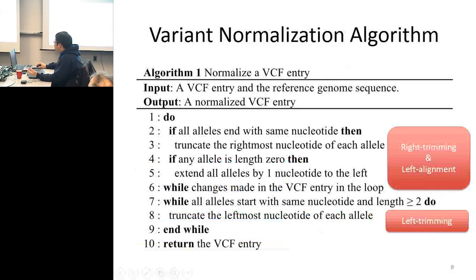If all the alleles end with the same nucleotide, then truncate the rightmost. And if any allele is length 0, then you extend all alleles by 1 nucleotide to the left. This portion does what we call right trimming of the variant and left aligning at the same time. After that is done, we do left trimming if necessary. So the algorithm turns out to be something really simple to solve a problem which no one was able to define previously, and that's why we have this.